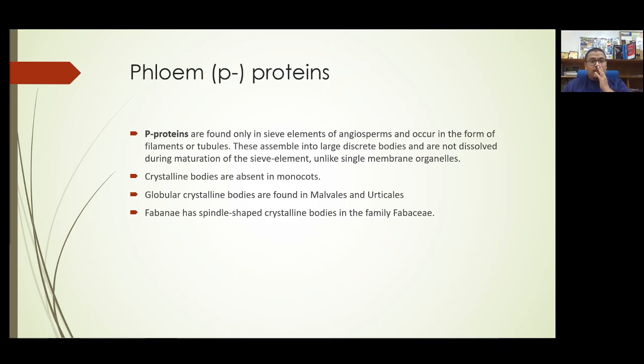The P proteins, the phloem proteins: the composition and three-dimensional arrangement of this protein exhibit taxonomic specificity. They are dispersed over the entire cell as the cell matures, but in some dicots, a single non-dispersive or crystalline body of various shapes may be found in addition to dispersive ones. Crystalline bodies are absent in monocots. Their shape is often specific and thus of taxonomic importance. Globular crystalline bodies are found in Malvales and Urticales. Fabanae, which is characterized by PIV subtype plastids, has spindle-shaped crystalline bodies in the family Fabaceae. The features have also supported the transfer of Schwartzia, this genus, to Fabaceae.